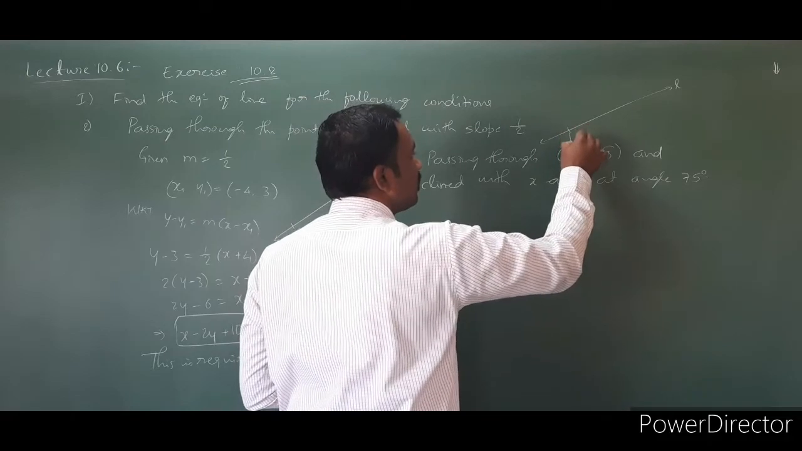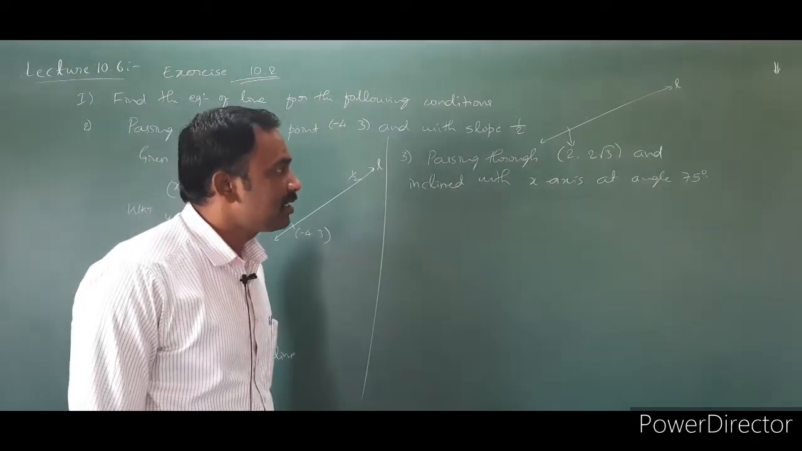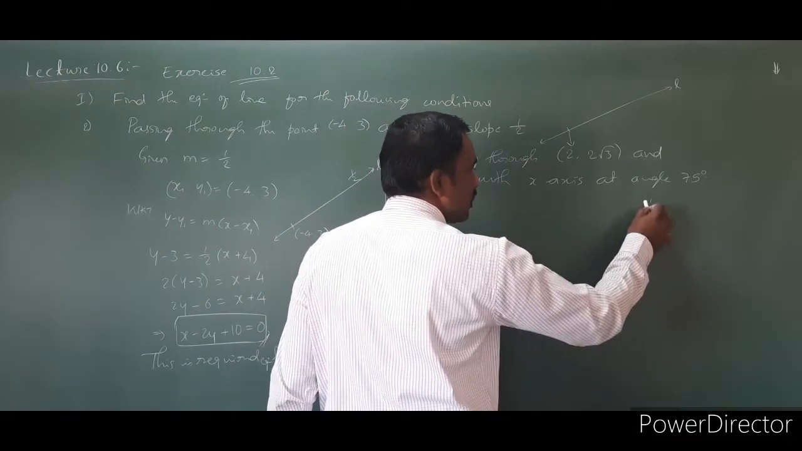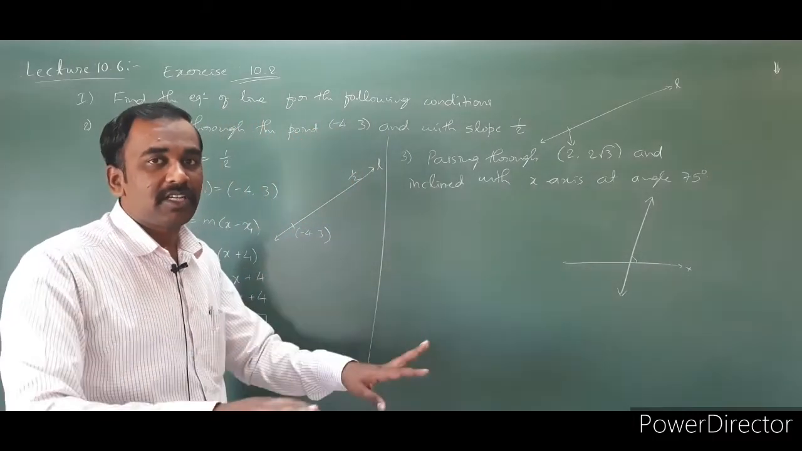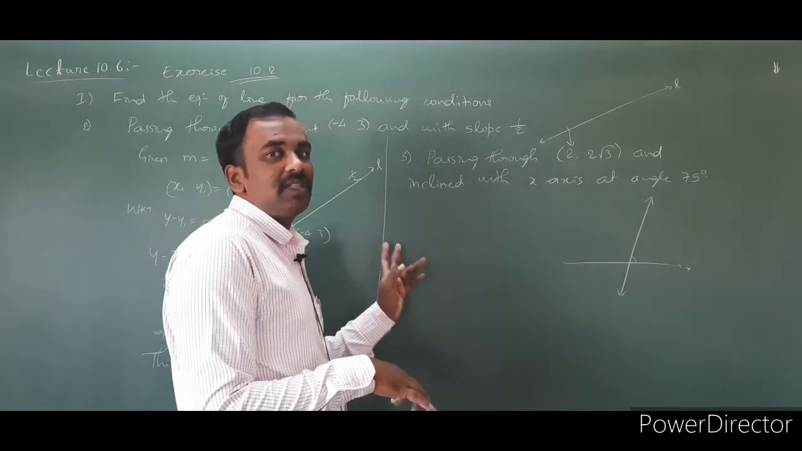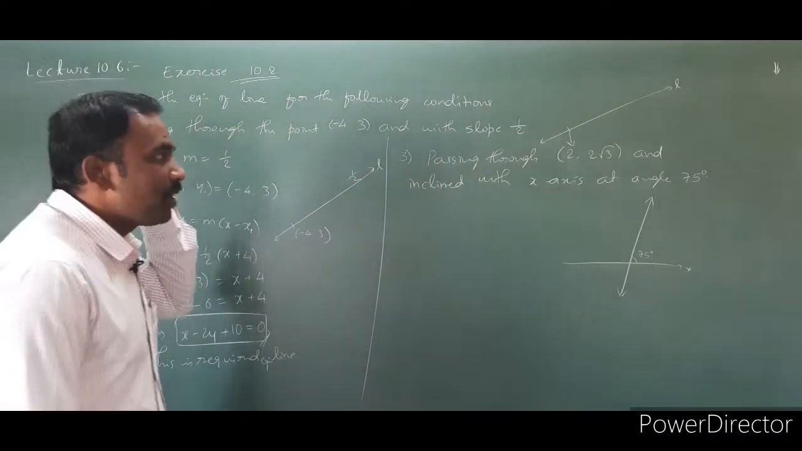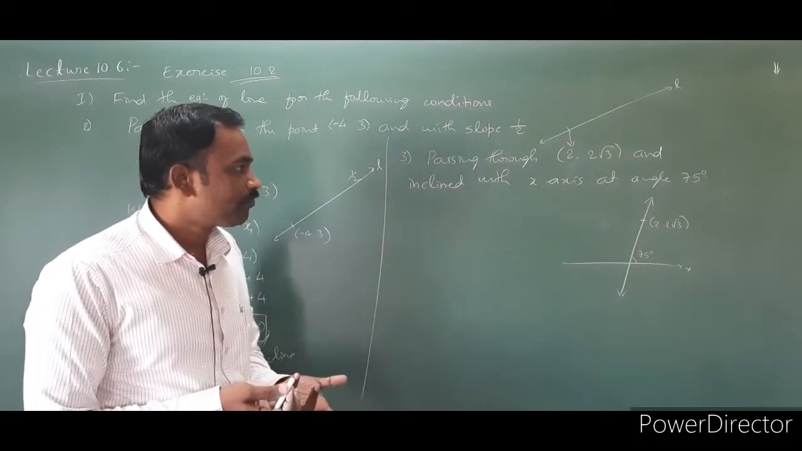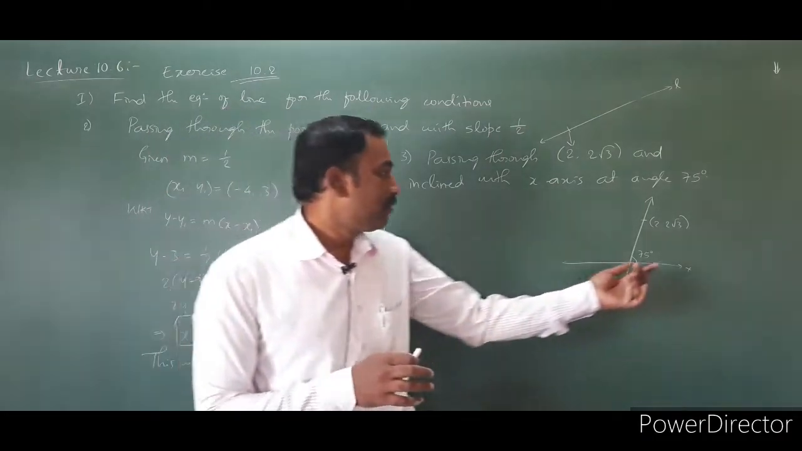It passes through the point 2 comma 2 root 3 and is inclined with the x axis at an angle of 75 degree. This line makes an angle with the x axis. They have not mentioned whether it is a positive or negative direction, so consider it a positive direction. If it were negative, they would mention the negative direction. The angle between the line and the x axis is 75 degree and it passes through the point 2 comma 2 root 3. Angle and point are given. Any form? No. But we can find the slope whenever the angle is known.